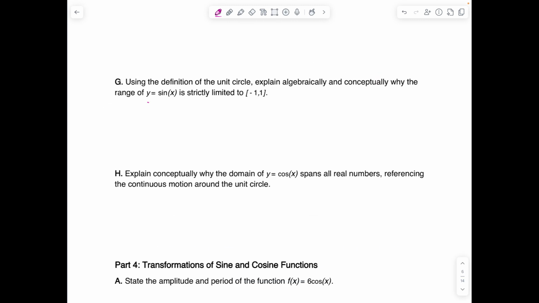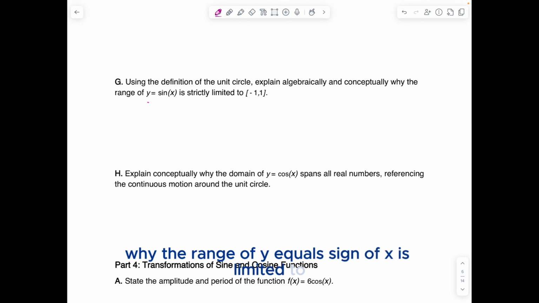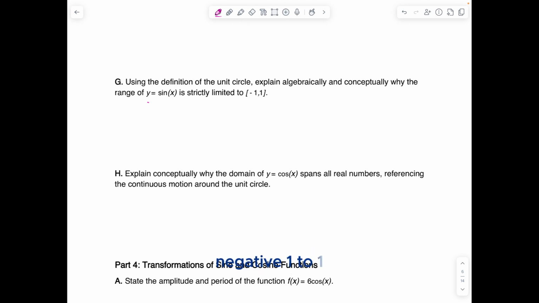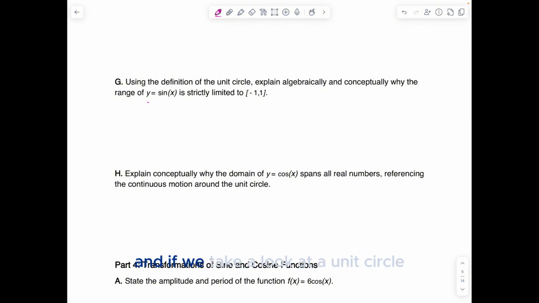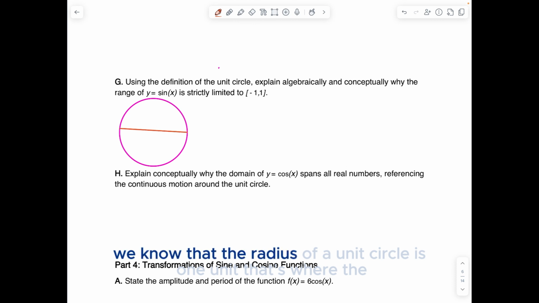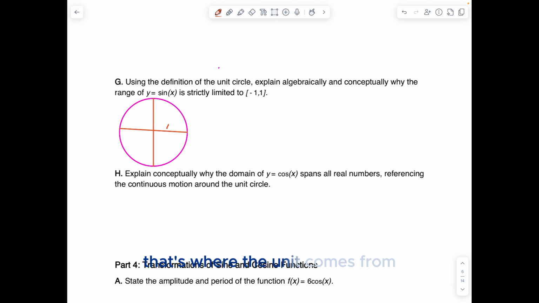So let's talk about letter G here. It says, using the definition of a unit circle, explain algebraically and conceptually why the range of y equals sine of x is limited to -1 to 1, which, by the way, gives you part of the answer for letter A up there. If we take a look at a unit circle, we know that the radius of a unit circle is 1 unit. That's where the unit comes from.